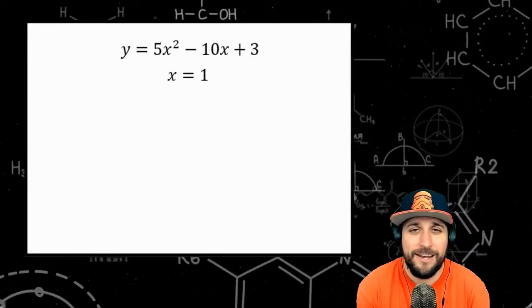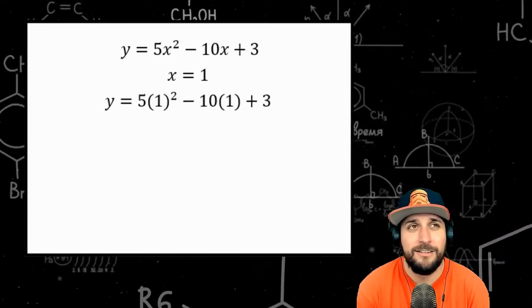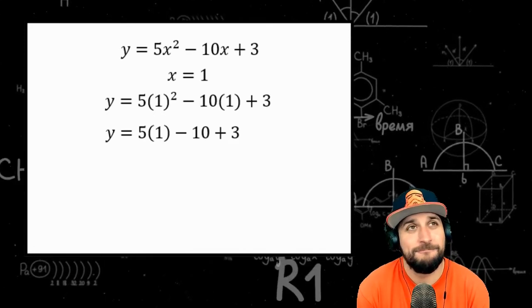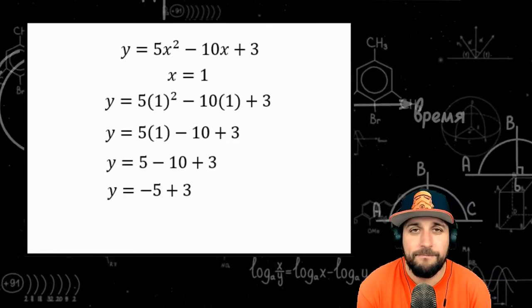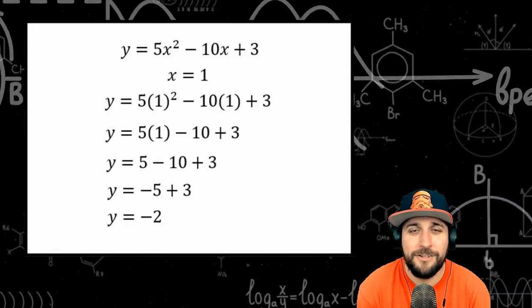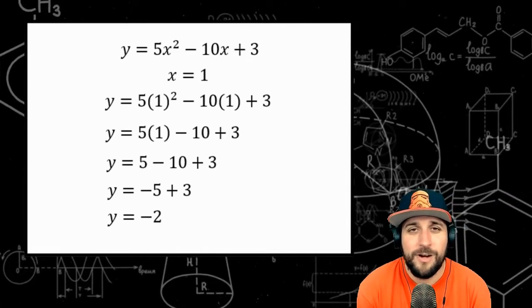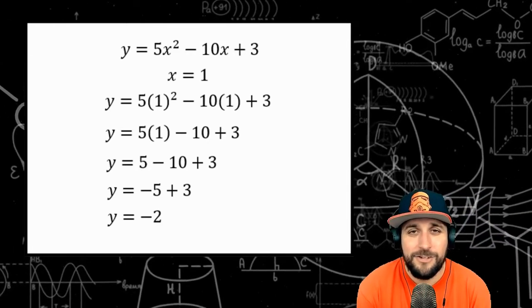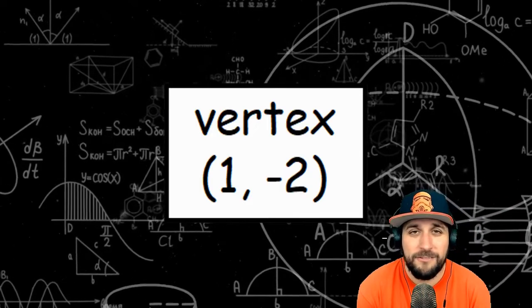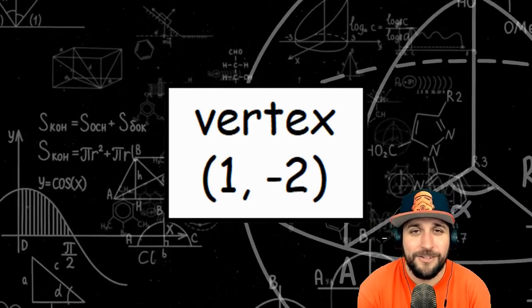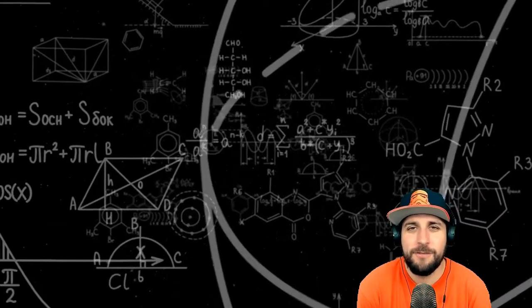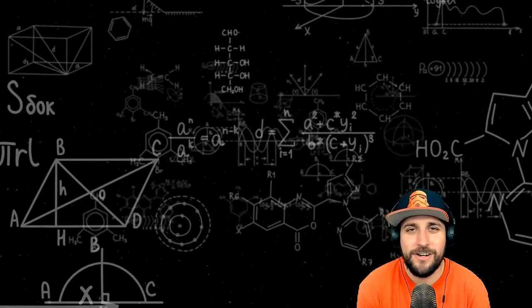So I can plug 1 into my function, do the math, and I get out my answer of negative 2. So when I plug a 1 in as my x, I get out a negative 2 for my y. So that's the ordered pair of my vertex, 1, negative 2. So that wraps up our notes on characteristics of a quadratic function.